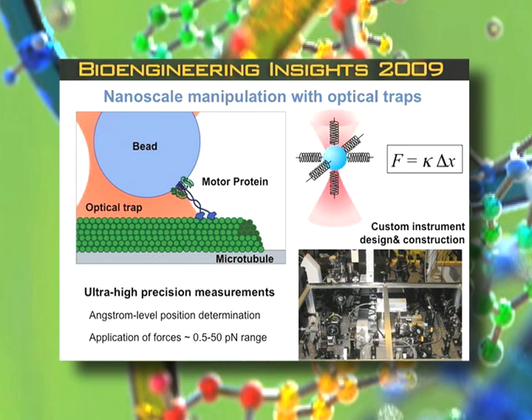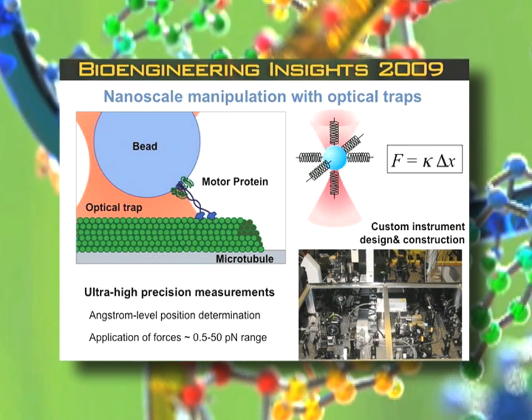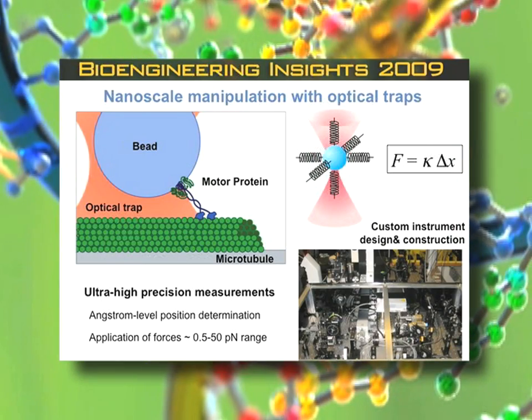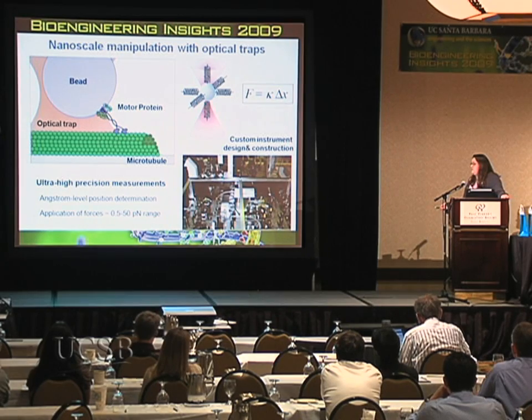So we can not only manipulate the motor protein and bring it to the microtubule, we can also apply forces to the kinesin as it walks. This allows really ultra-high precision measurements. We can apply forces in the range of half to 50 piconewtons, and we can measure positions to roughly angstrom level, which is really crystallographic. We're able to do incredible position determination with this type of device. And these instruments, unfortunately, are not available commercially, so we design and build them ourselves.